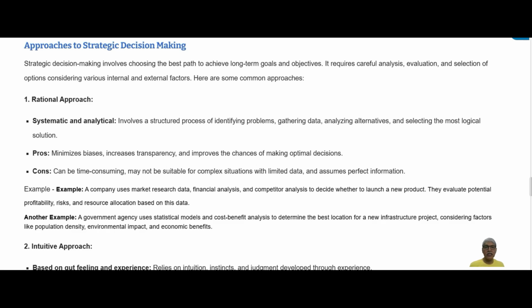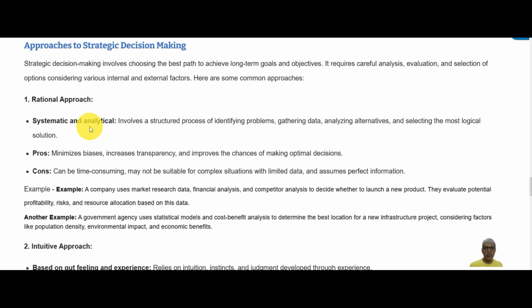So, this approach is known as the rational approach. Here, the structured process of identifying a problem, gathering data, and analyzing alternatives, and thereby selecting the most logical solution. This is systematic and analytical. It's known as the rational approach.